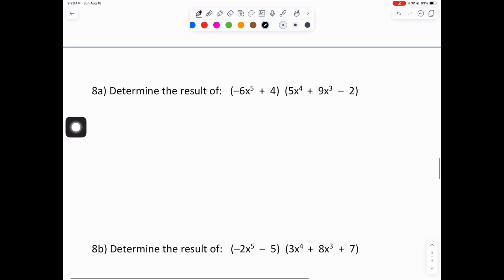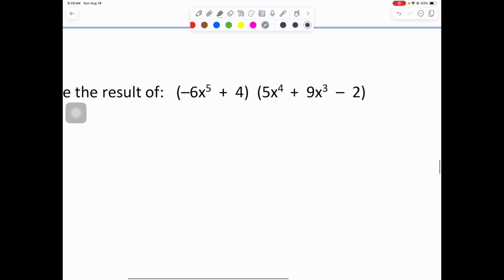All right, 8a, determine the result of, and again, yes, great job. We can go through it together if you'd like. Sure, why not? Let's do it. All right, negative 6x to the 5th plus 4, 5x to the 4th plus 9x cubed minus 2. And what do we notice? Yes, nothing in between. And what do we need to do?